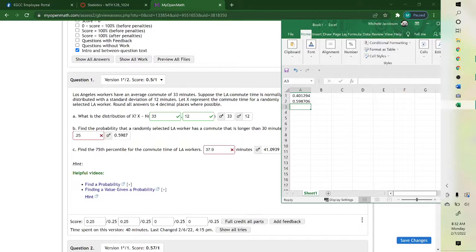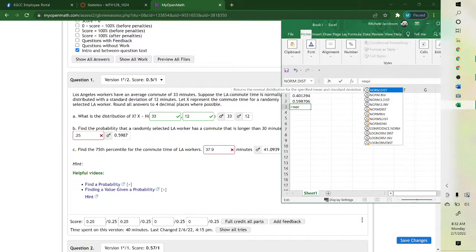When you're finding the next one, find the 75th percentile commute. This one, they're giving us a percent. We're looking for a number. And a percentile is the percent below that number. So the 75th percentile would mean 75% of the data is below it. So we come over here, click where we want our answer, click over here, put your equals, type norm.